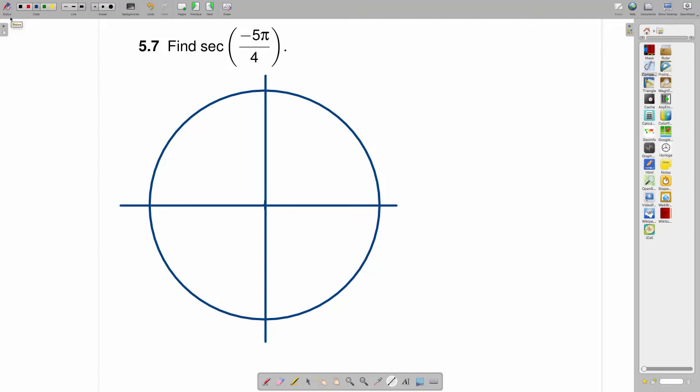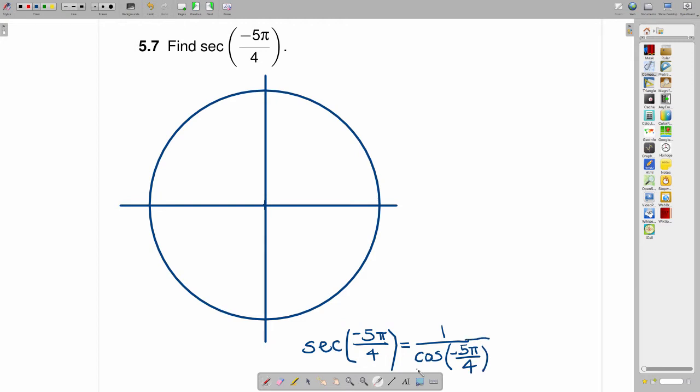Find the secant of negative 5 pi over 4. First thing you can do here is use the definition of the secant, which is 1 over the cosine. And then we're going to figure out the cosine of negative 5 pi divided by 4 using the winding function.